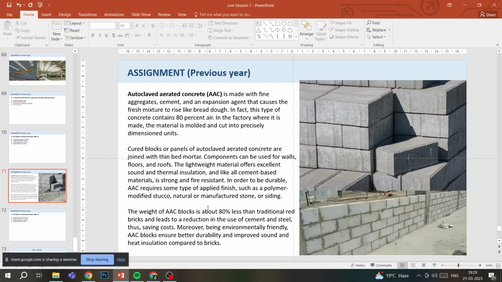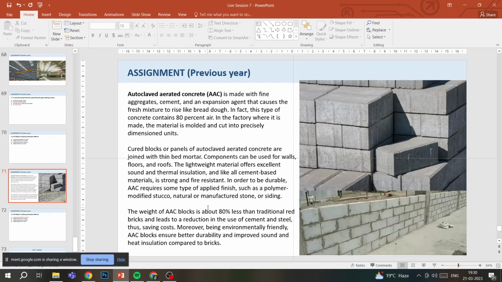So in the factory where it is made, the material is molded and then cut into precisely dimensioned units. The cured blocks or panels of autoclaved aerated concrete are joined with thin bed mortar. Components can be used for walls, floors, roofs, anything. The lightweight material offers excellent sound and thermal insulation. Because it is lightweight, it provides thermal insulation too. And like all cement based materials, it is strong and fire resistant. And in order to be durable, AAC requires some type of applied finish, such as a polymer modified stucco, natural and manufactured stone, or siding.